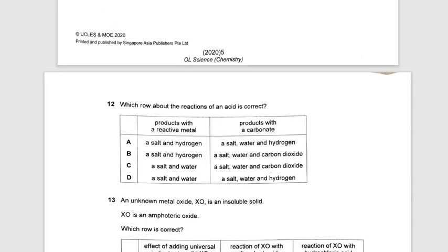Now let's see question number 12. What you wrote about the reaction of acid is correct. When acid reacts with reactive metals, it will always give you a salt and hydrogen; with carbonates it gives a salt, water and carbon dioxide. So this is the only option, B is correct.